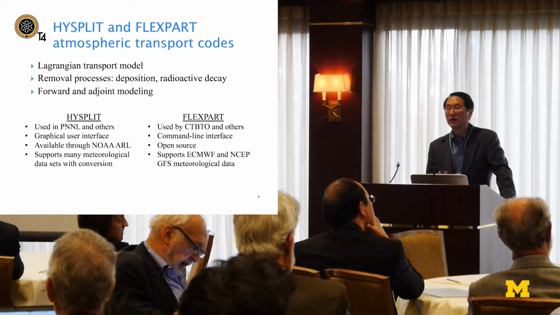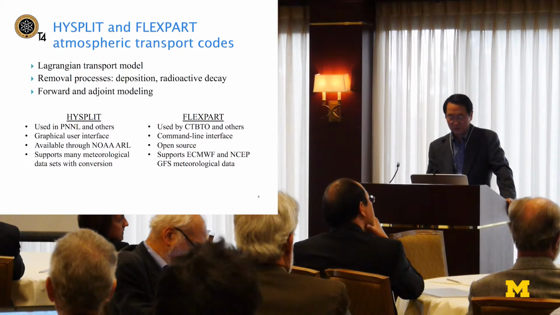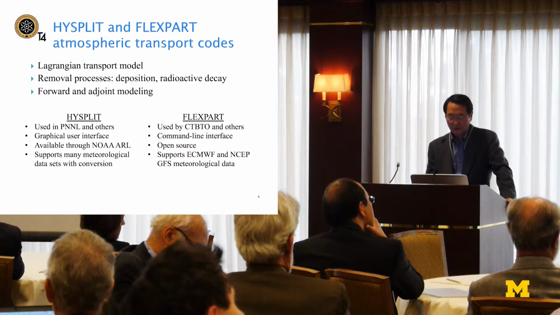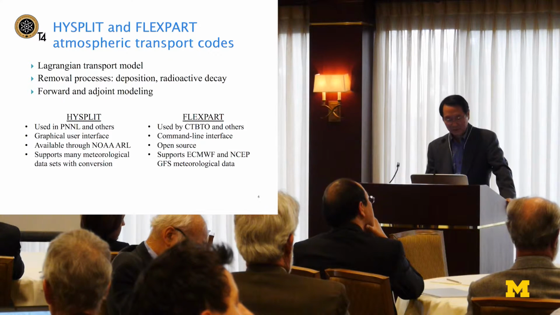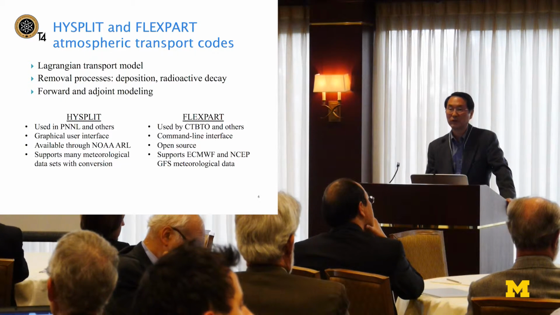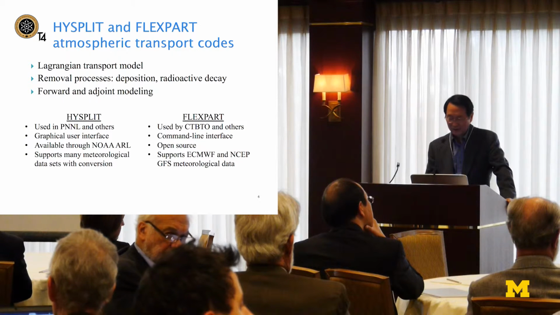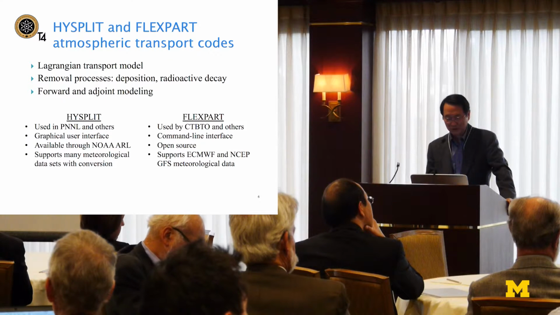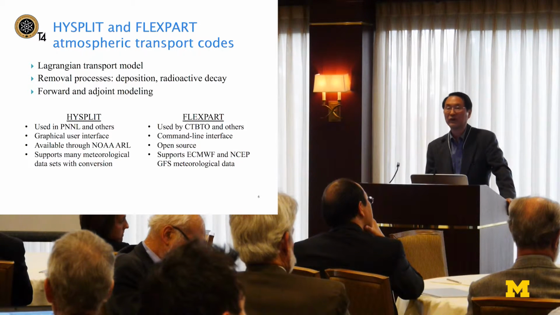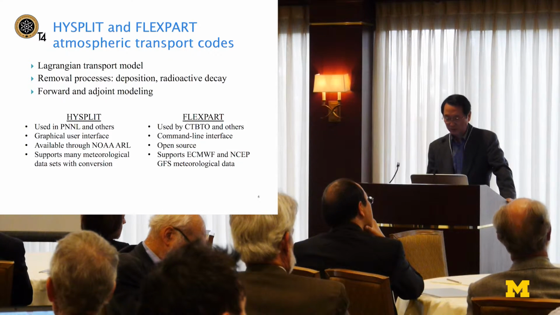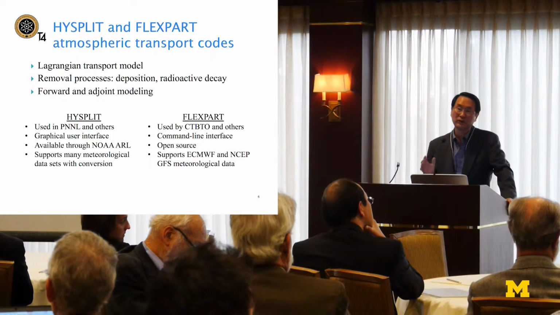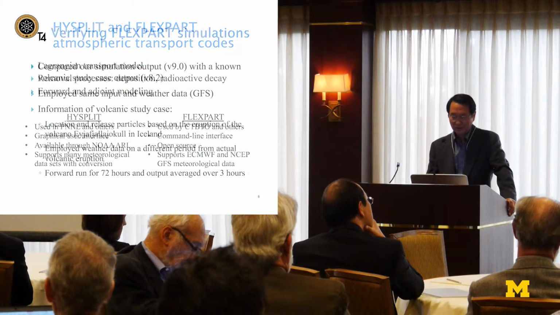Again, as I said, we use two different code systems so far, HYSPLIT and FLEXPART, and both of them are based on Lagrangian models, and both have the capability for forward and adjoint modeling. They are used by different organizations. PNNL, Paul Esslinger, used HYSPLIT primarily, with the National Oceanic and Atmospheric Administration. And we also tried FLEXPART at Michigan. This is used by CTBTO and some of the weather prediction systems and so on.